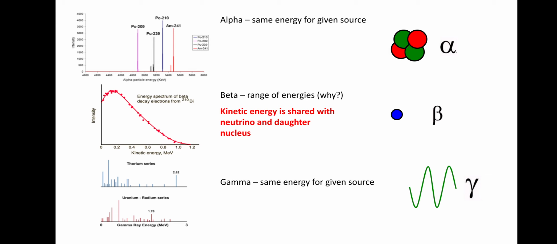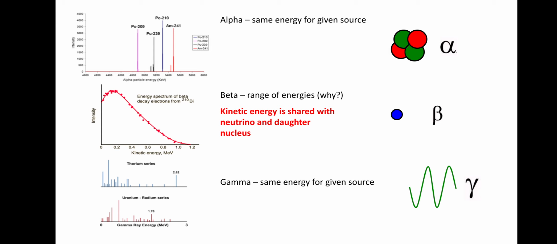So a bit more information. Alpha particles are the same energy for any given source. They have a specific alpha particle energy as shown in the graph in the upper left-hand corner, where there's some examples: polonium, plutonium, americium. And beta, they get a range of energies. And that's simply because the kinetic energy is shared with the neutrino and the daughter nucleus. And gamma is the same as alpha, same energy for a given source.